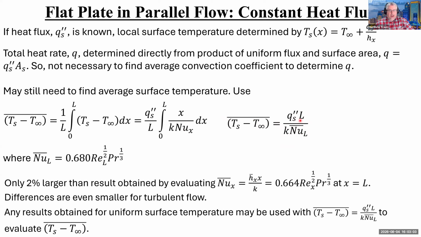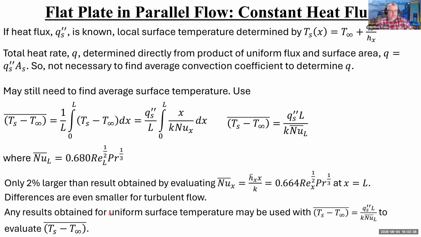This Nusselt number, by the way, has a special form, which is this. So this is again from an empirical correlation. And notice that this Nusselt number is only about 2% larger than the Nusselt number obtained from our expression at x equals L, our Nusselt number for flat plate and laminar flow. So what they're doing is just comparing 0.68 to 0.66. It's only a 2% difference. And in turbulent flow, the differences are even smaller, so you don't even need to worry about it for turbulent flow.